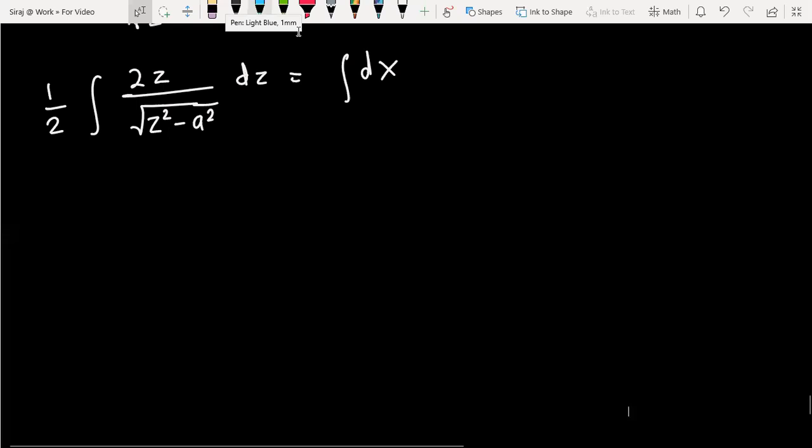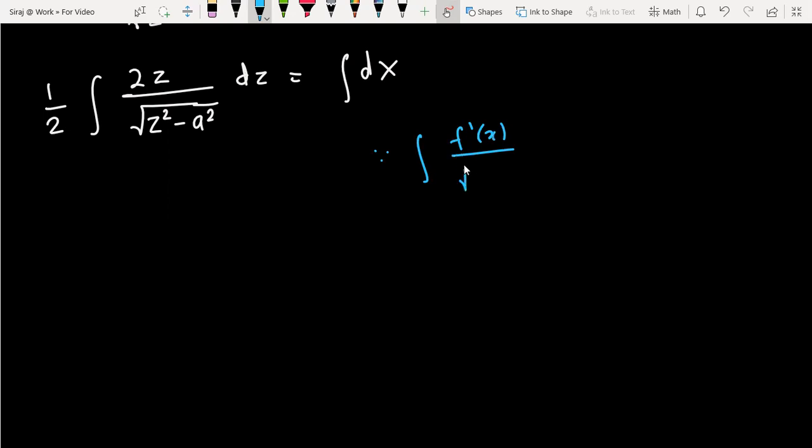So its integration we can take directly by using standard result. We are having a standard result which I will write here. Integration of f dash of x upon square root of f of x with respect to x, that is equal to 2 times square root of f of x. This is the standard result. Now we are trying to apply this result on left hand side.